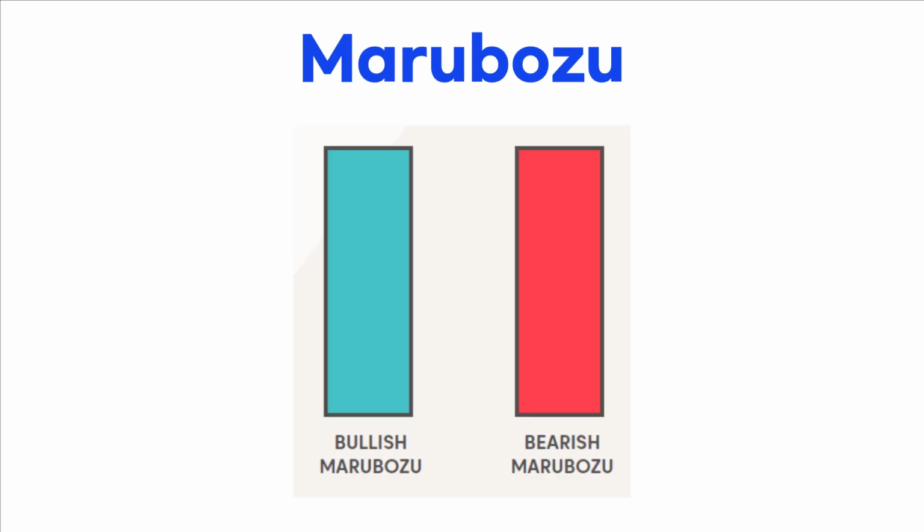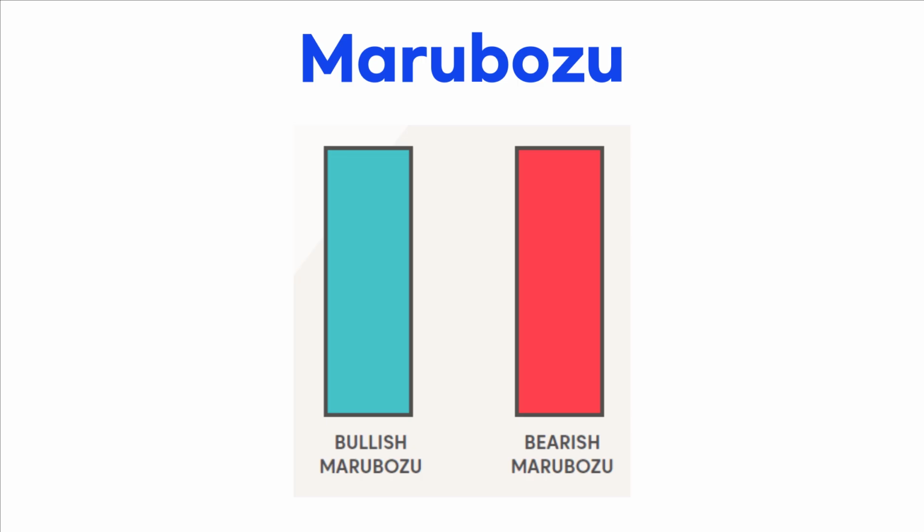Marubozus are candlesticks that have a long body and no shadows at all. In this case, the color of the candlestick does matter in showing us what's happening in the market. A bullish Marubozu, or white Marubozu, is a very bullish candle with a long body and no shadows at all. In this case, we can see that the open and low price are equal, while the close and high price are equal. In other words, the market opened at its lowest price and closed at its highest price. Evidently, buyers were able to control the market and force prices up to close at the highest price possible.